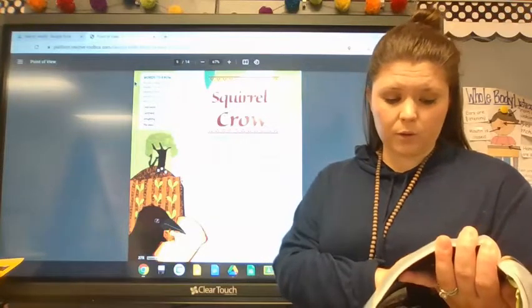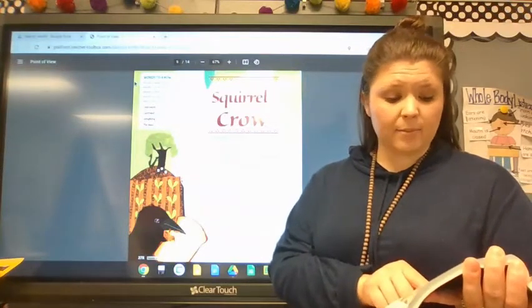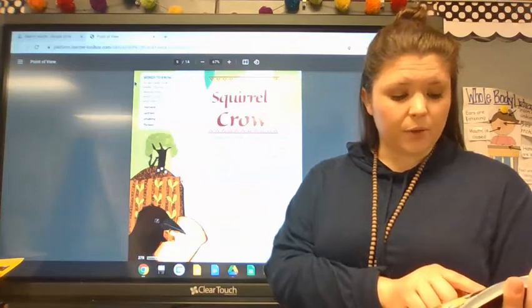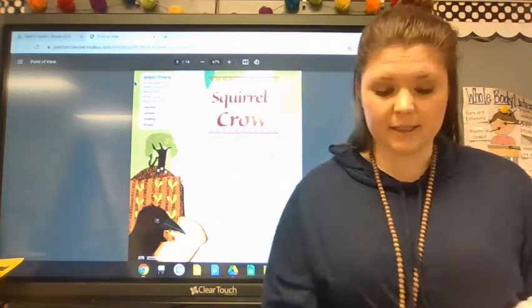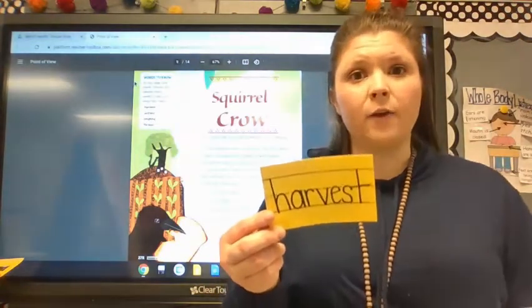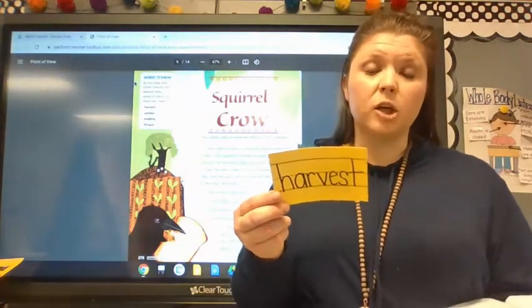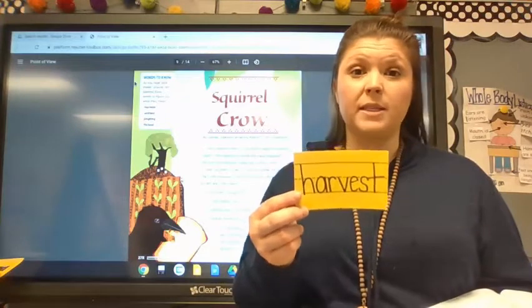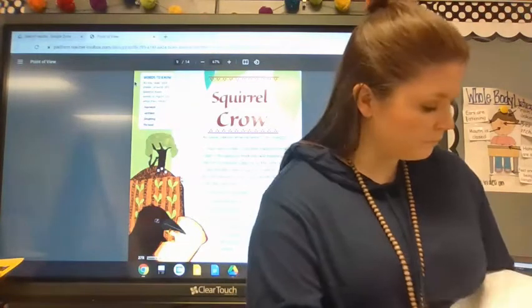"Come, brother crow," called the squirrel. "It is time to harvest the grain." But the crow settled himself in his nest. Let's look at that word harvest. Harvest means the time of gathering in the crops. So now that their crop has grown, it's time to harvest it or gather it in.